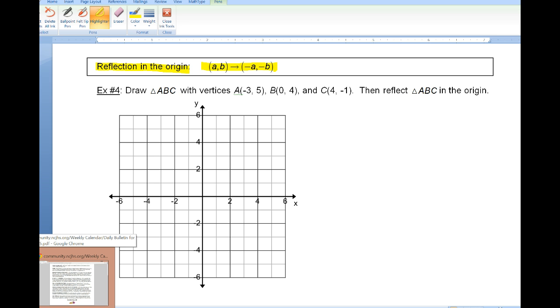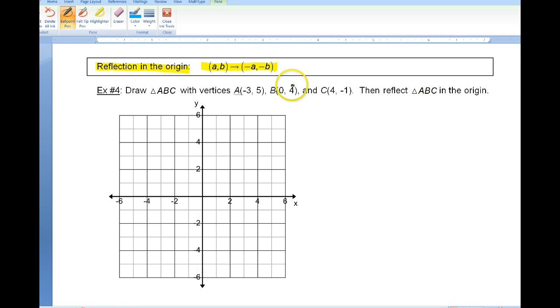Think of a reflection in the origin as a reflection in the x-axis and the y-axis combined. So we're going to change the x and y signs.